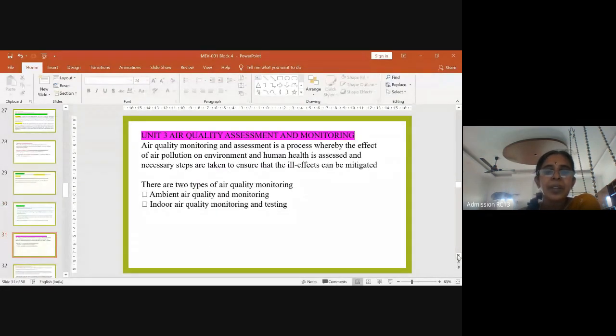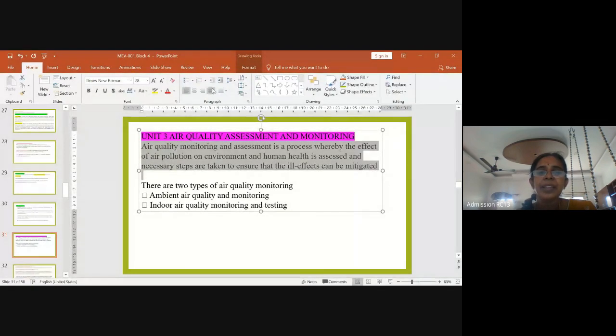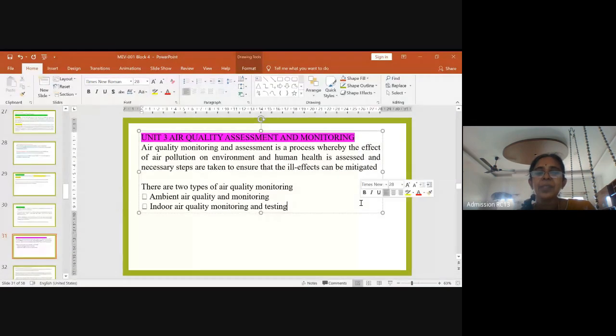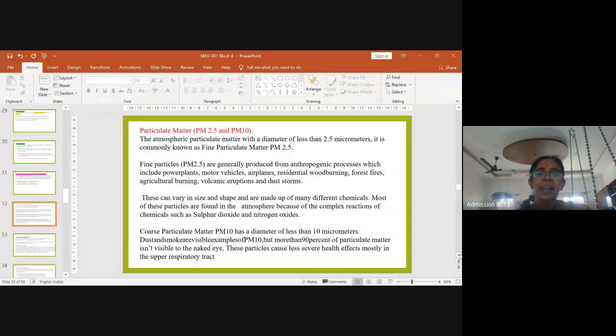Next, the third unit is air quality assessment and monitoring. It is a process where the effect of air pollution on environment and human health is assessed, and the steps are taken to ensure that the ill effects can be mitigated. There are two types of air quality monitoring. One is ambient air quality monitoring, and the other is indoor air quality monitoring and testing.